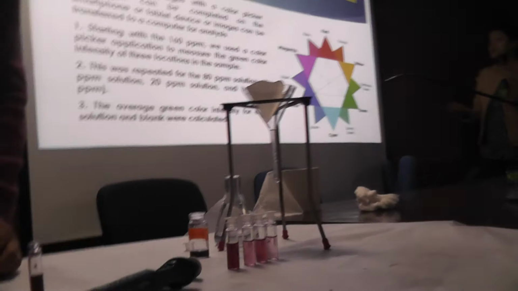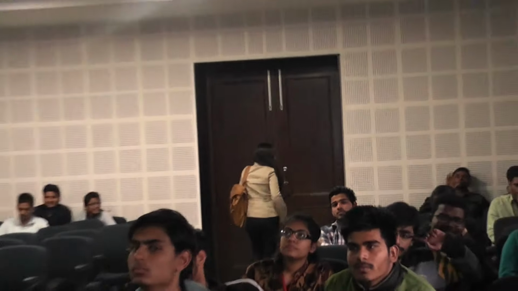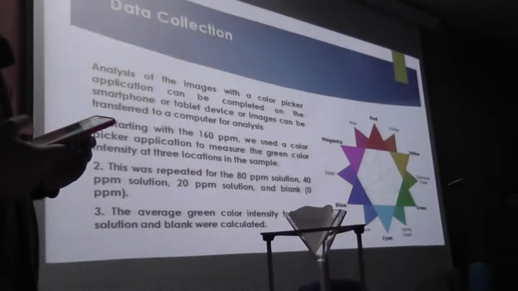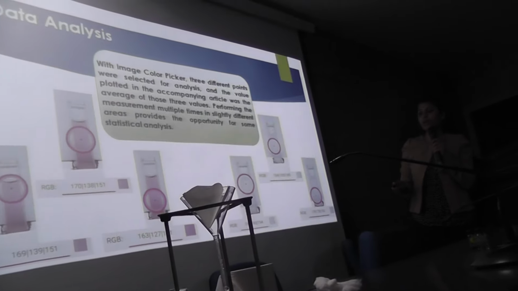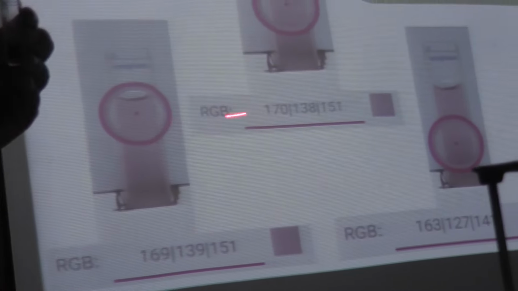app. So, the analysis was done using this color picker app, and starting from 160 ppm, we use the color picker application to measure the green color intensity at 3 locations in the sample. These are the 3 locations. Firstly, this is the first location. We took the green color intensity value.